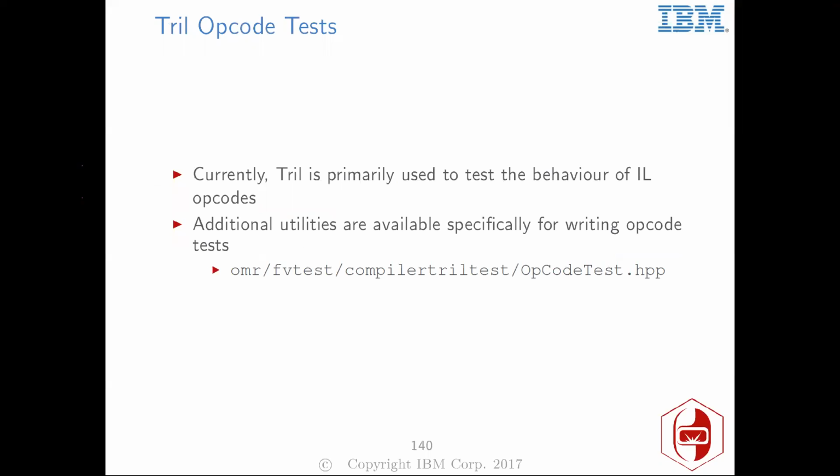So currently, talking about more useful tests, Tril is primarily used to test the behavior of IL opcodes. So really, these tests ensure that evaluators are going to generate what we expect given some opcodes. So since these are all fairly similar looking tests, I've implemented some additional test utilities in the opcode test header that are specifically going to help us write opcode tests by reducing the boilerplate code that we have.